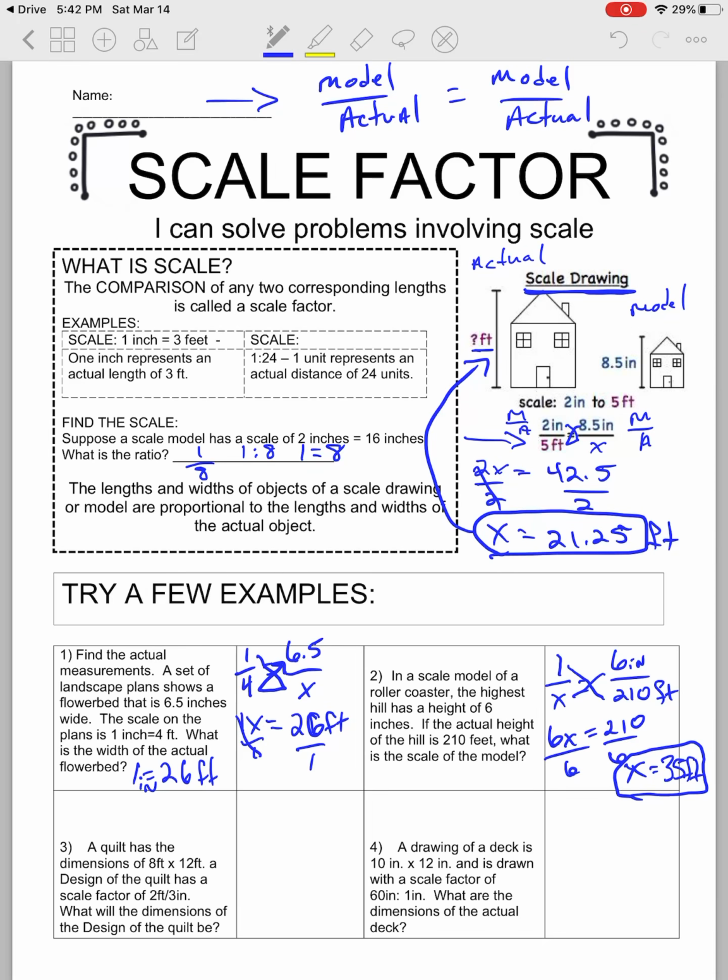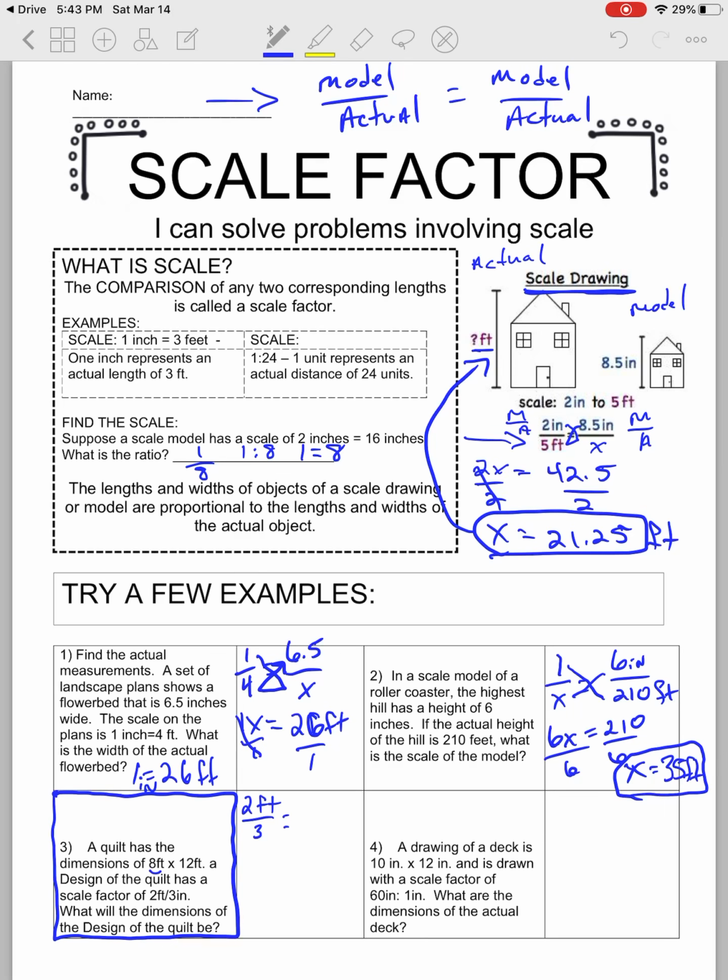Okay. A quilt. Now, a quilt's just like this big square here, right? Big old blanket keeping you warm on this vacation, this coronavirus vacation we got. Now, the quilt's got dimensions 8 feet by 12 feet. The design of the quilt's got a scale factor of 2 feet to 3 inches. What are the dimensions of the design of the quilt?